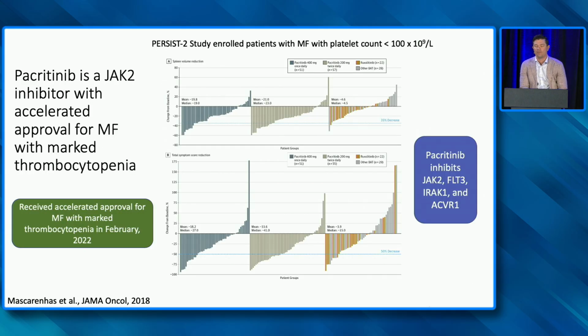Pacritinib has an accelerated approval for patients with platelets less than 50,000. This was an accelerated approval gained in February 2022. Pacritinib is a JAK2, FLT3, IRAK1, and ACVR1 inhibitor, largely approved based upon the PERSIST-2 study that interestingly enrolled patients with a platelet count less than 100,000. But here, patients were randomized to be on pacritinib versus best available therapy. And again, pacritinib showed superiority in terms of spleen and symptom responses in this thrombocytopenic patient population with myelofibrosis.